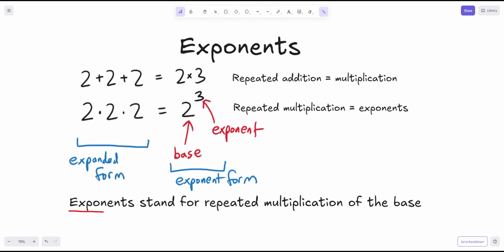So again, exponents stand for repeated multiplication of the base. Whatever the base is, you're going to multiply it by itself that many times. So 2 to the third power would be 2 times itself 3 times.